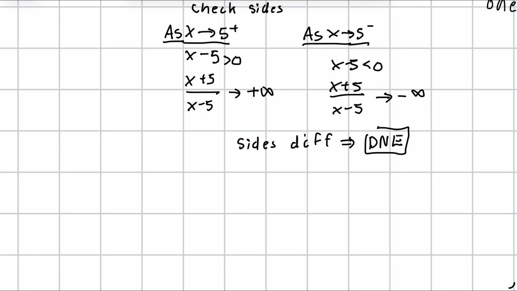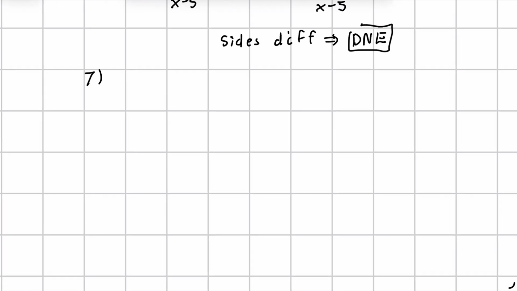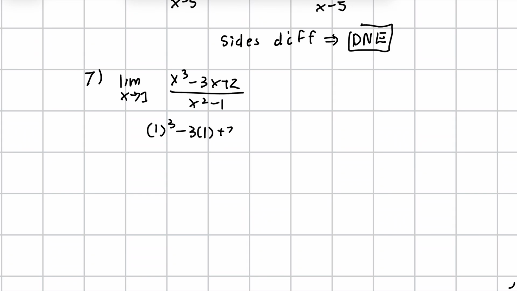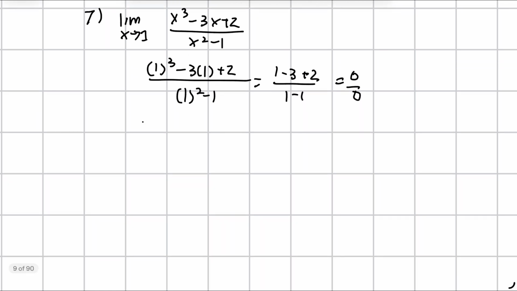Now let's do another example. Let's say we have the limit as x approaches 1 of x cubed minus 3x plus 2 divided by x squared minus 1. So let's directly substitute in. We have 1 cubed minus 3 times 1 plus 2 divided by 1 squared minus 1. And we have 1 minus 3 plus 2 over 1 minus 1, which is 0 over 0. So let's try x is equal to 1. That means that x minus 1 is going to be a factor.